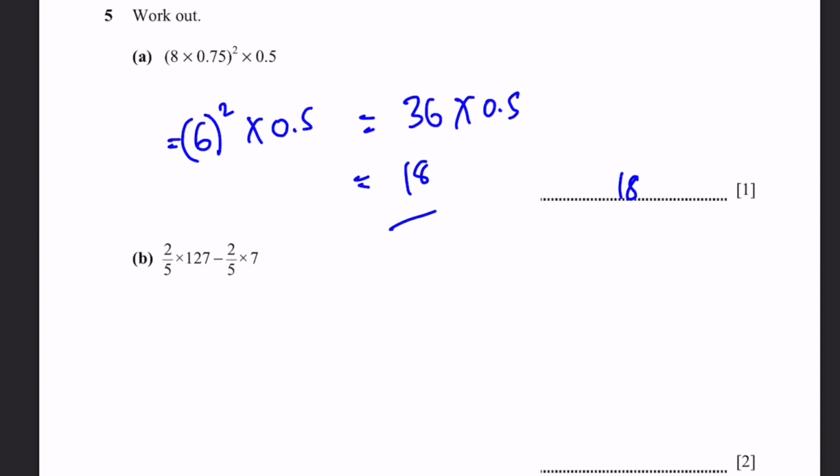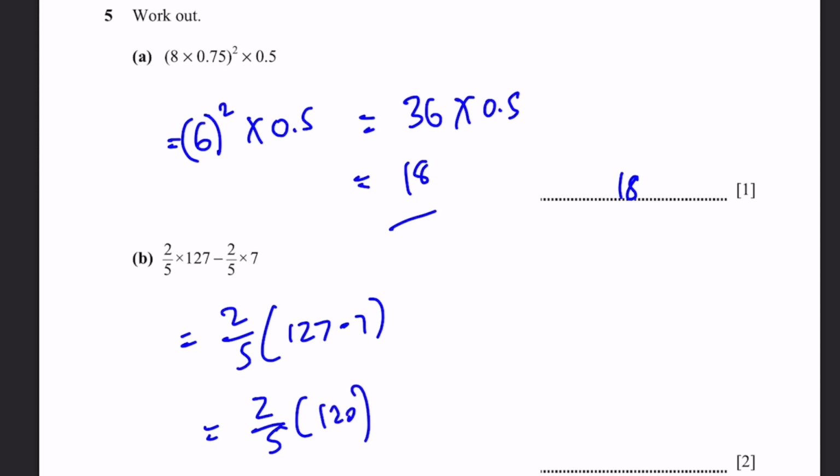B. 2 by 5 times 127 minus 2 by 5 times 7. That'll be 2 by 5 times 127 minus 7, which is equal to 2 by 5 times 120. And when we do this, we get the answer 48.